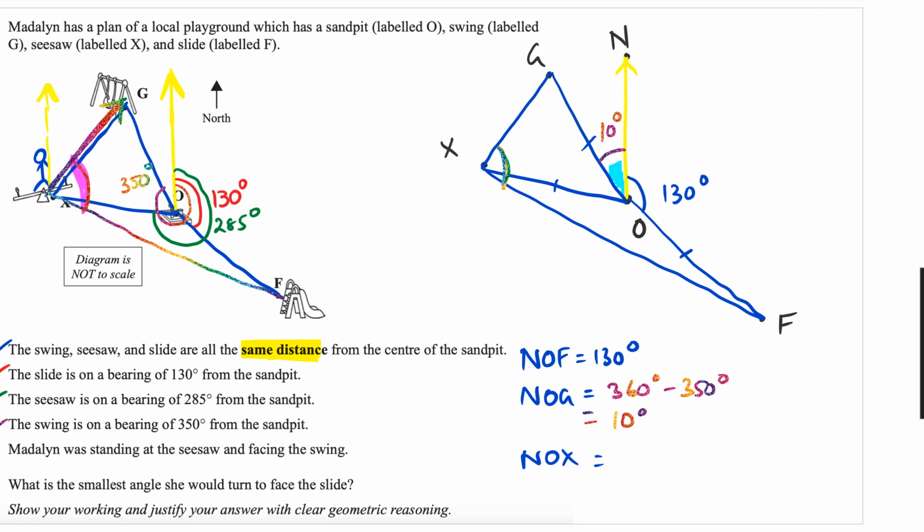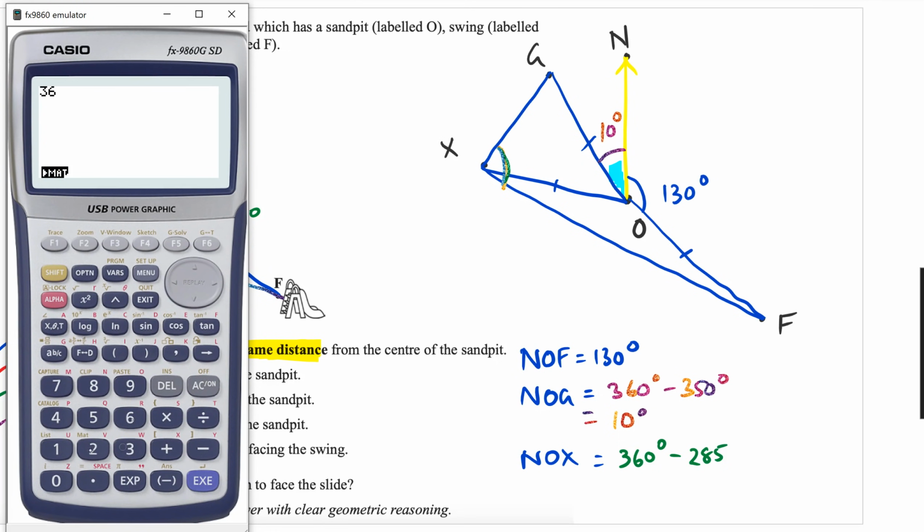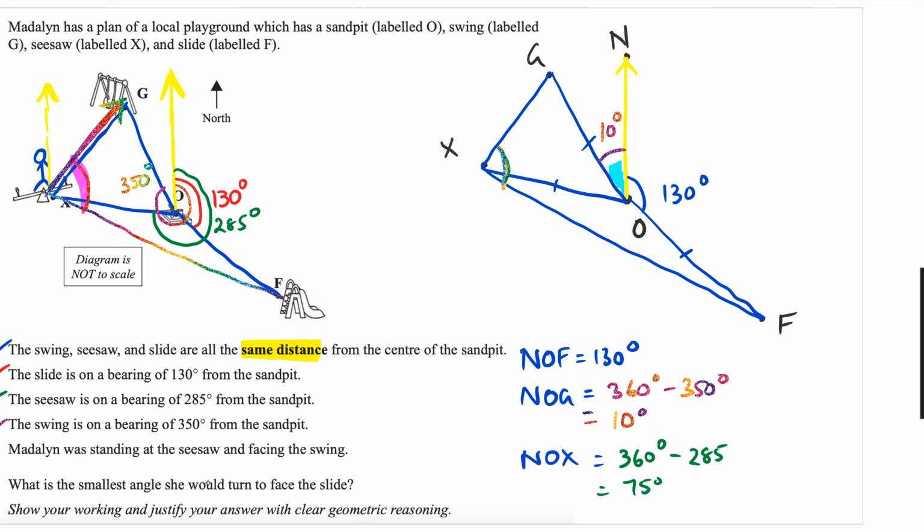NOX was the one that I did in green, so that's going to be 360, take away 285. So what do we got? 360, take away 285, 75 degrees. So this part here is worth 75 degrees. Which now means I can actually calculate angle GOX. So GOX is going to equal 75 take away 10, which is equal to 65 degrees. So that angle inside the triangle is 65 degrees.